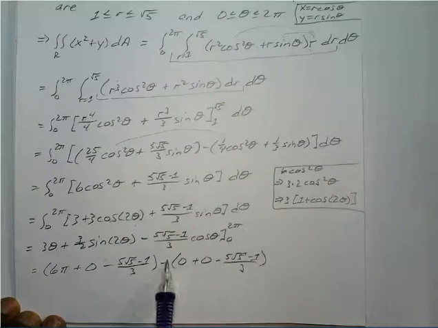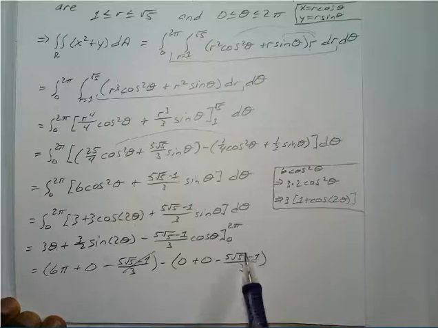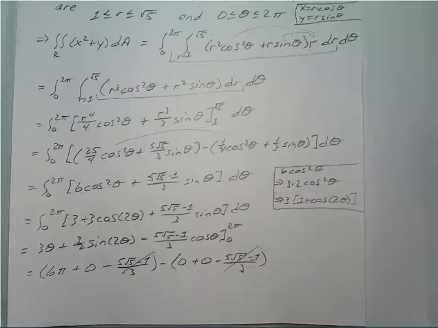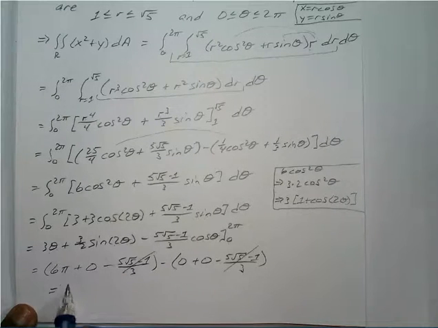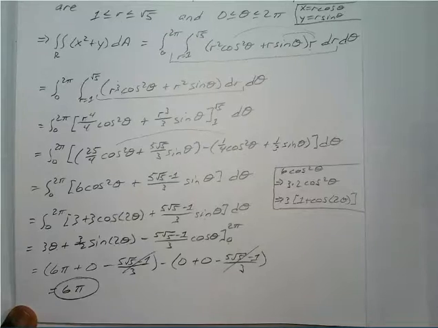Okay, so this is minus. If you distribute that, you get plus. So these two actually cancel out, and you end up with an answer of 6 pi.